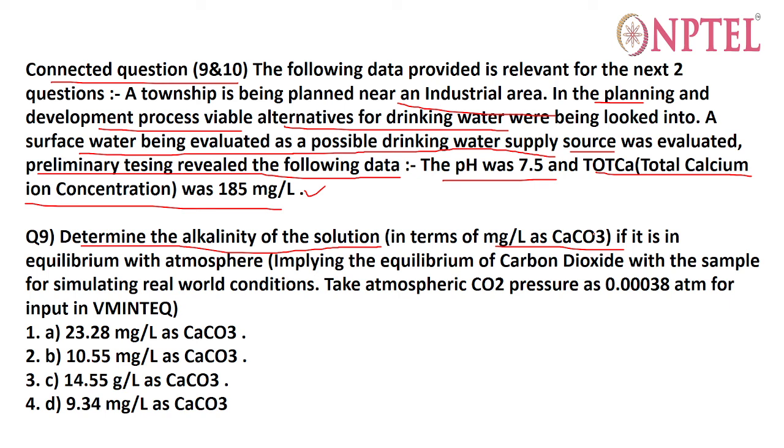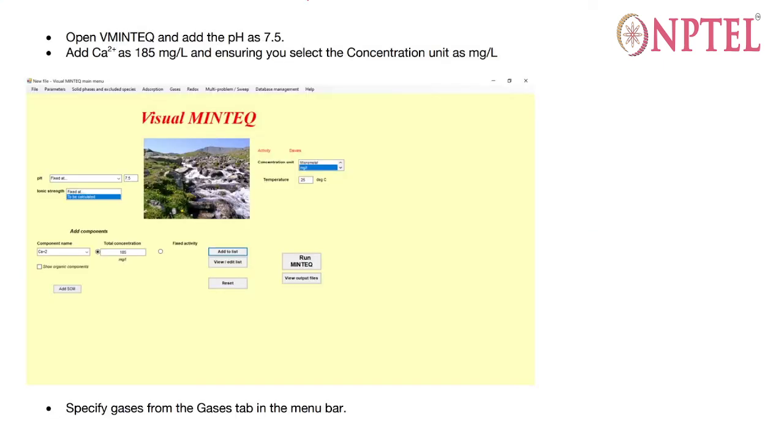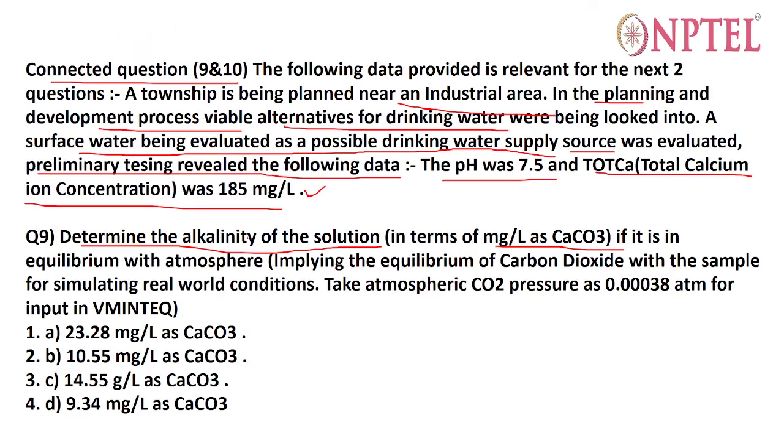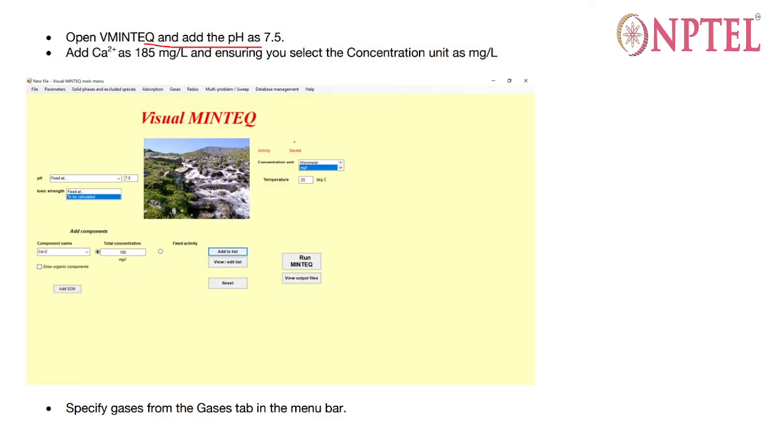So we'll go for the solution. First open vMinTech and add the pH. The pH is given, 7.5, so fix it at 7.5. Then add Ca2+ with a concentration of 185 mg per liter. Change the unit from here to mg per liter. Then from this drop down, select Ca2+ as 185 mg per liter, right?